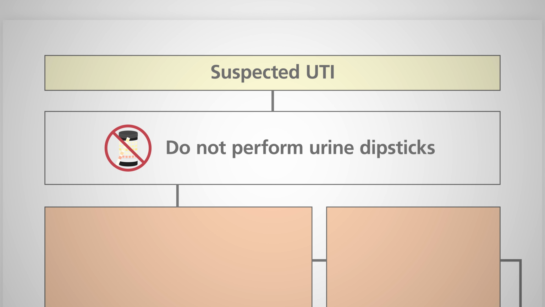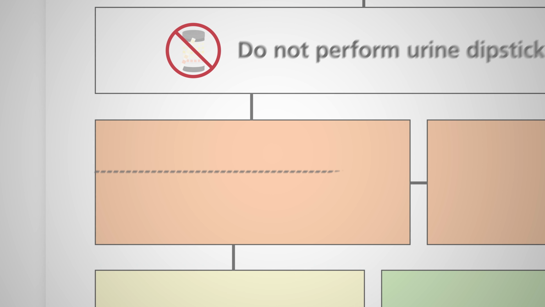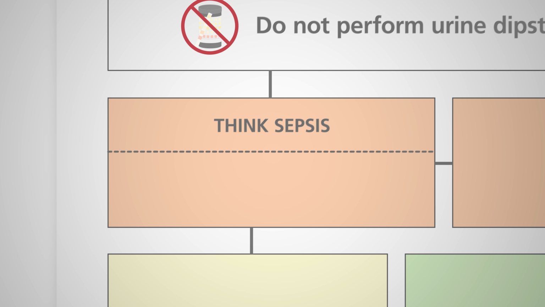It is important to remember that a positive dipstick does not confirm the diagnosis of UTI in older people with non-specific symptoms, and it is not recommended as a diagnostic tool. Smelly or dark urine are not specifically signs of a UTI, but may be signs of dehydration. In anyone with a suspected infection, always think sepsis. Consider whether any signs of sepsis are present and use your locally approved sepsis tool or policy.